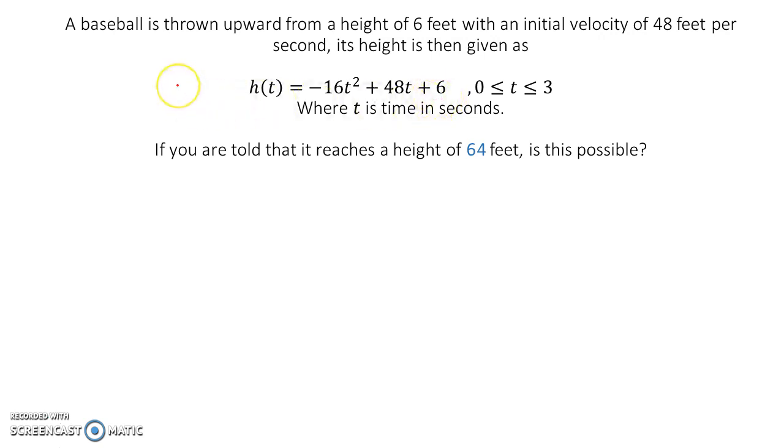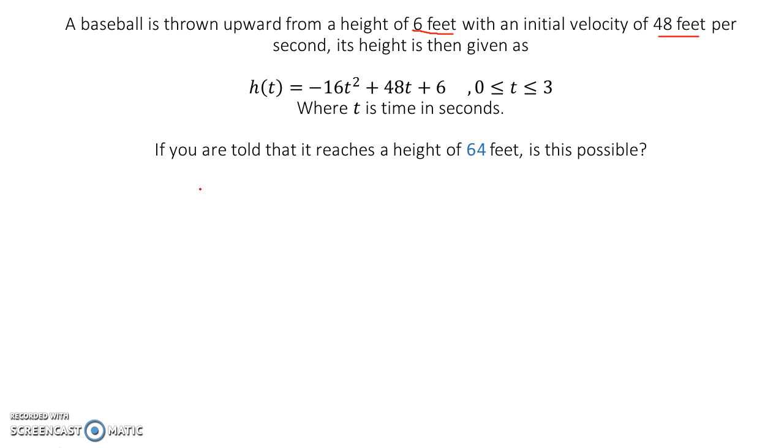In this problem, a baseball is thrown upward from a height of 6 feet, so that's going to be our initial height, with an initial velocity of 48 feet per second. And the height is given by, again, here's the height, at a given point in time. We're looking at between 0 and 3 seconds. If you're told that it reaches a height of 64 feet, is this possible?